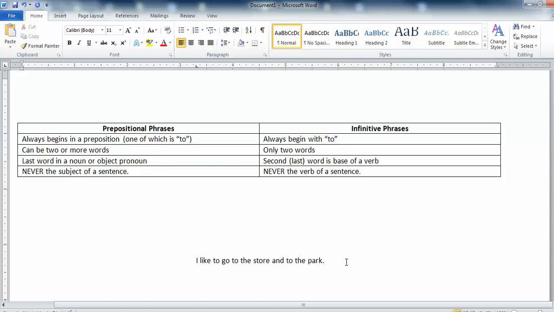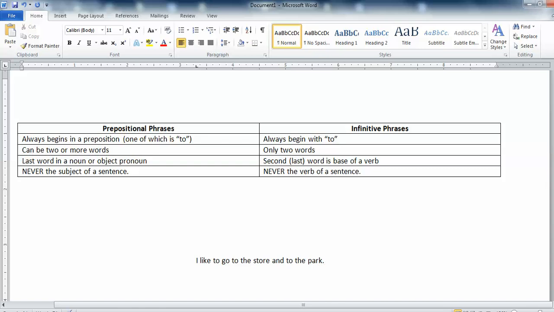I like to go to the store and to the park. What I want you to do is to jot that sentence down, and then I want you to pause this webinar, put it on pause, and go into the sentence and circle any infinitives that you see and bracket any prepositional phrases. So circle any infinitives and bracket, and by bracket I mean this, right? Any prepositional phrases that you see, and then restart the webinar and I'll go over the answer with you.